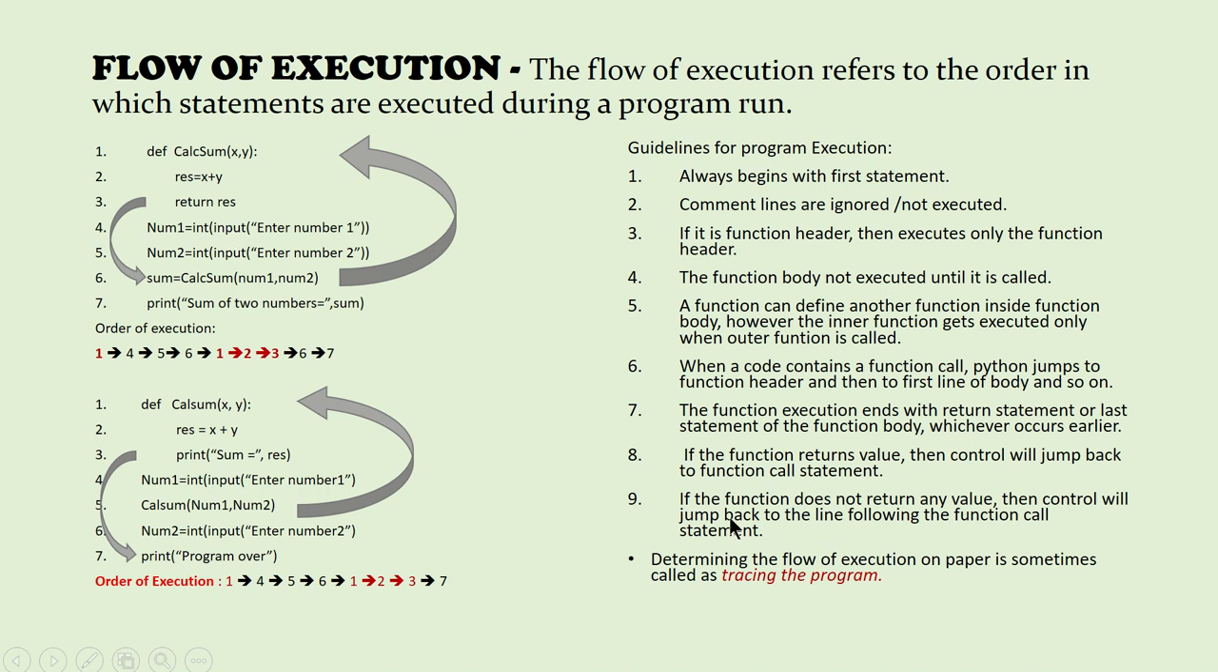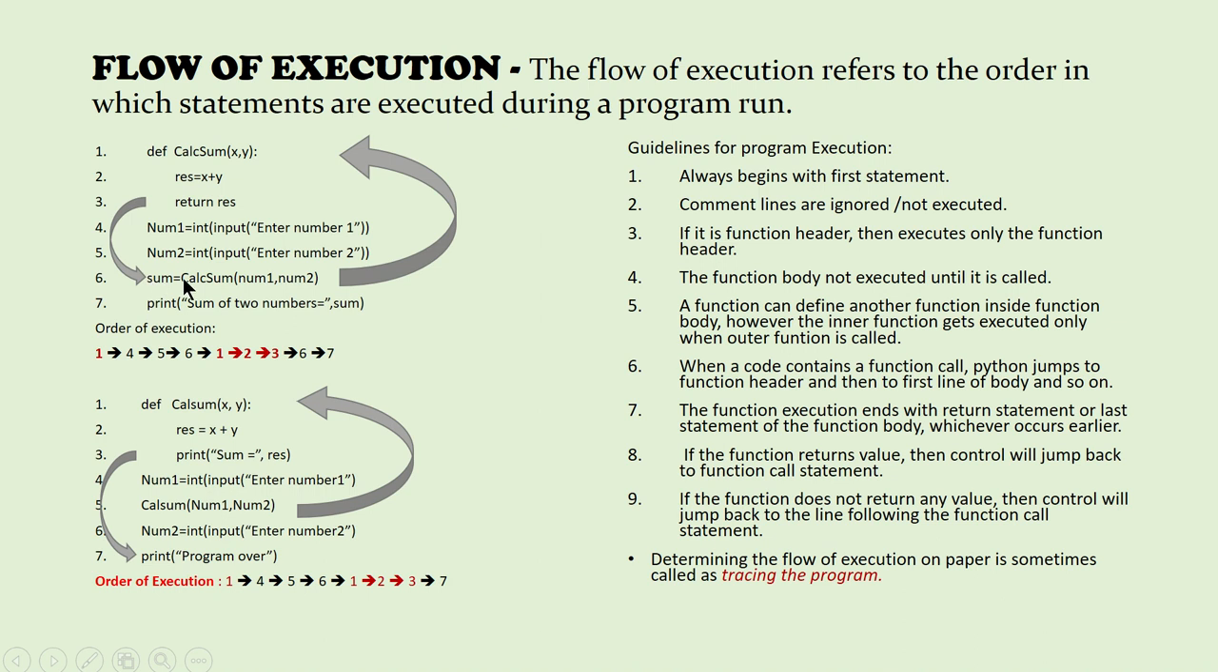These are the guidelines for program execution, and we will discuss them one by one. When there is a function definition, only the header gets executed. After executing the header, the control is immediately transferred to the place where the top level statements begin. That's why I have mentioned the line numbers here, showing the order in which the statements get executed. First it will execute the function header, line 1. After that it will come to the top level statements, which are 4, 5 and 6.